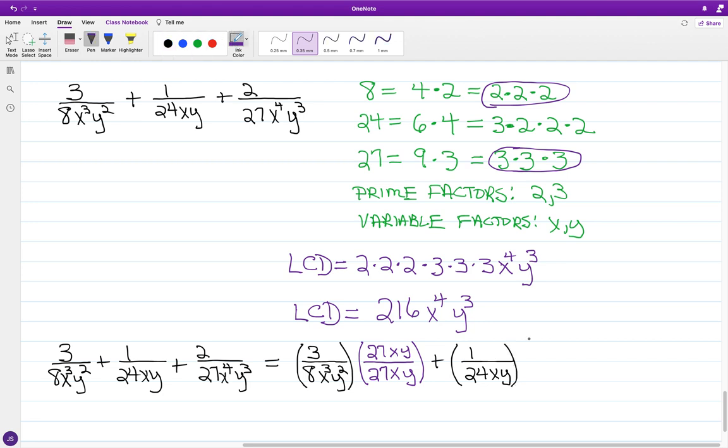And as for the second ratio, 1 over 24xy, 24 into 216, or 216 divided by 24, is 9. Then x into x to the 4th leaves us with 3 degrees in x, so we have x cubed, and y into y to the 3rd is y to the 2nd. That's for 2 over 27 x to the 4th y to the 3rd.